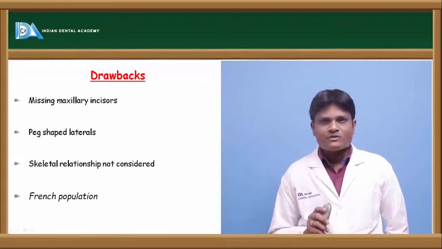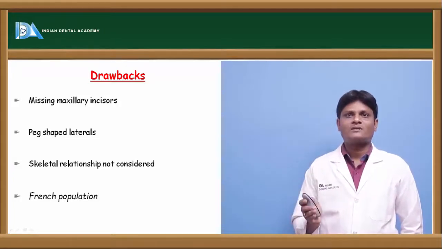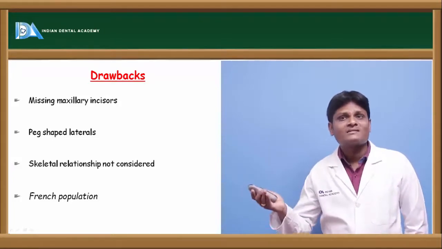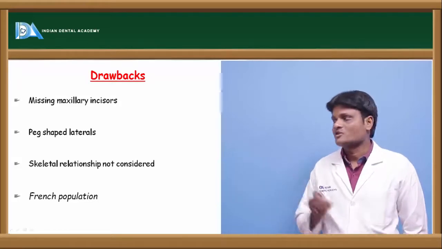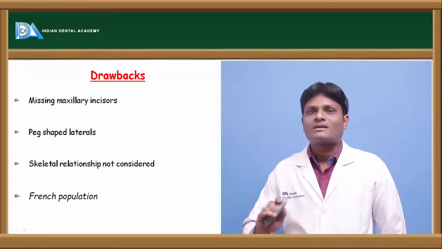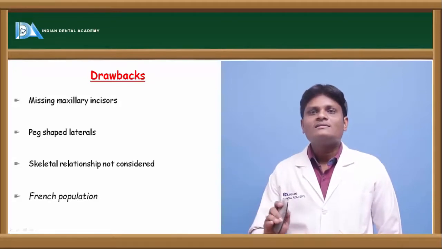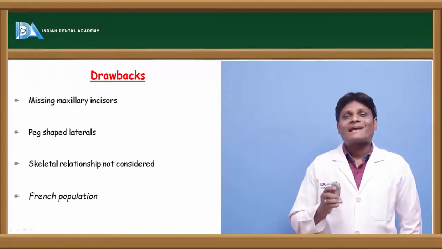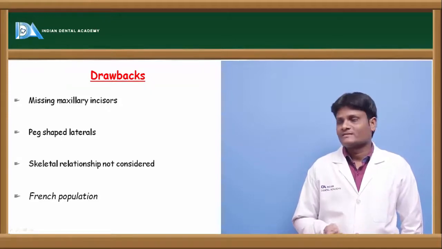And this analysis was done on the French population. Whether these normative standards can be applied to other populations is questionable. And the skeletal malrelationship of the patient is not considered. Okay, these are the important aspects of Pond's analysis.